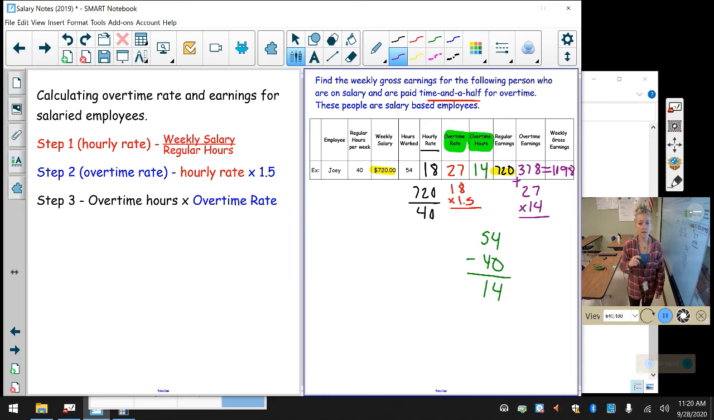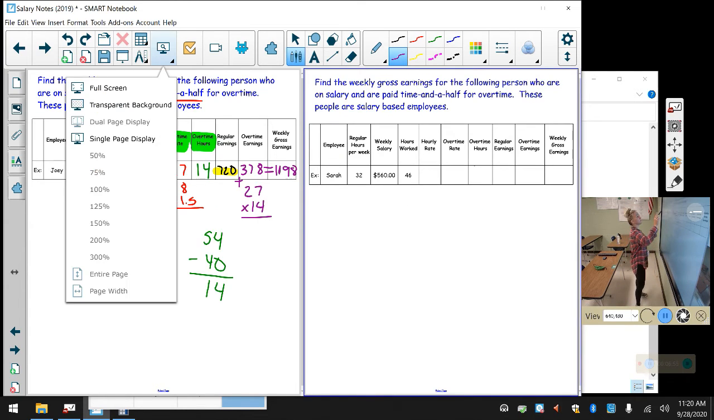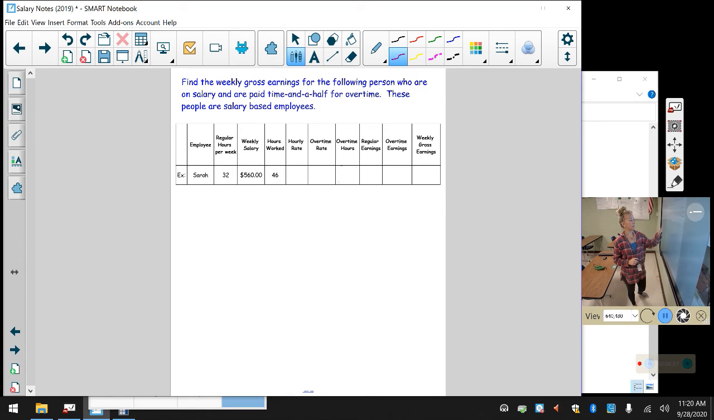Okay, let's do one more example. This time I'm going to do it without my steps. Okay, Sarah, her regular hours a week are 32. Maybe Sarah works a really difficult, high-stress job, so they made a deal with her that she could work less hours as regular time instead of 40. So her regular hours a week are 32. Her weekly salary is $560.